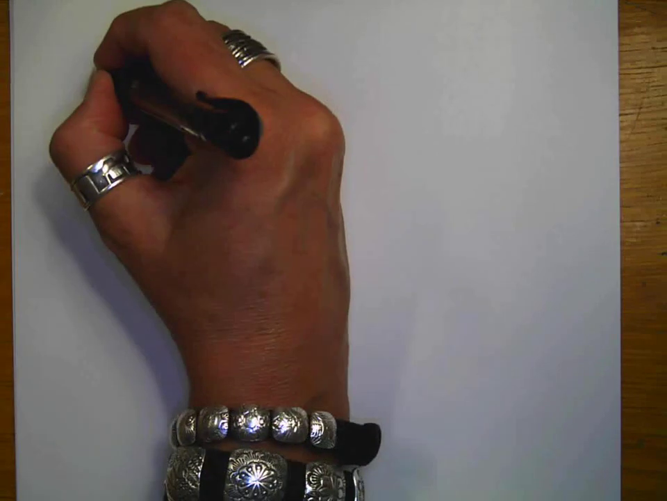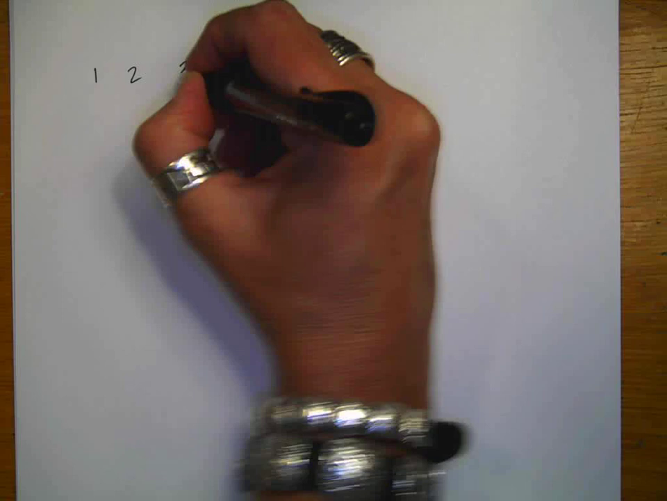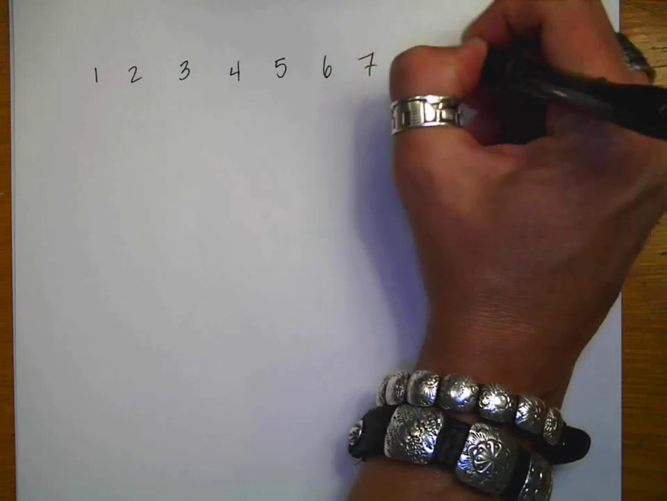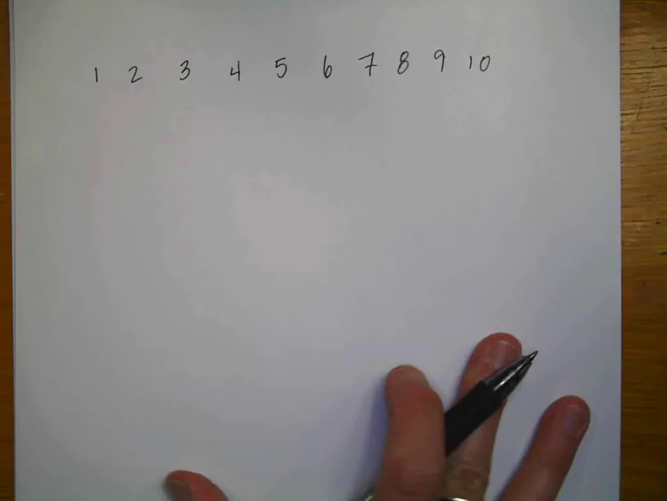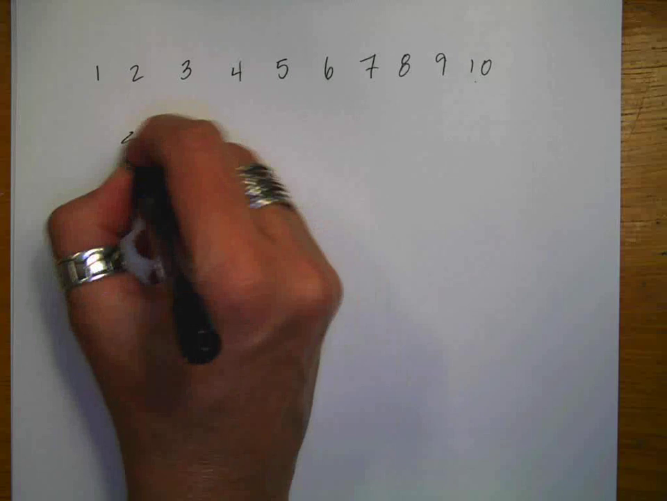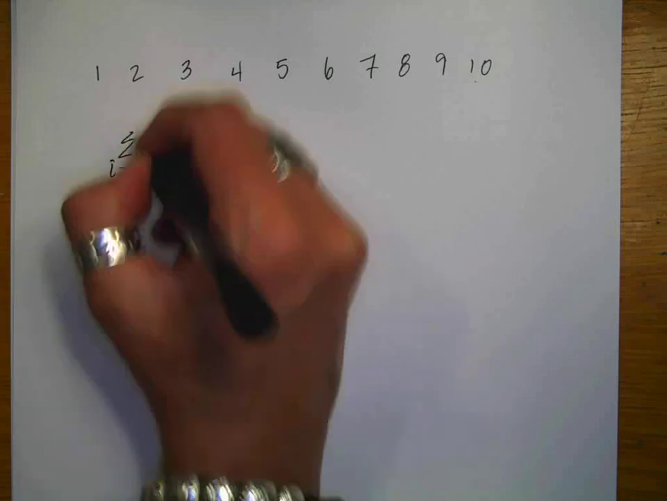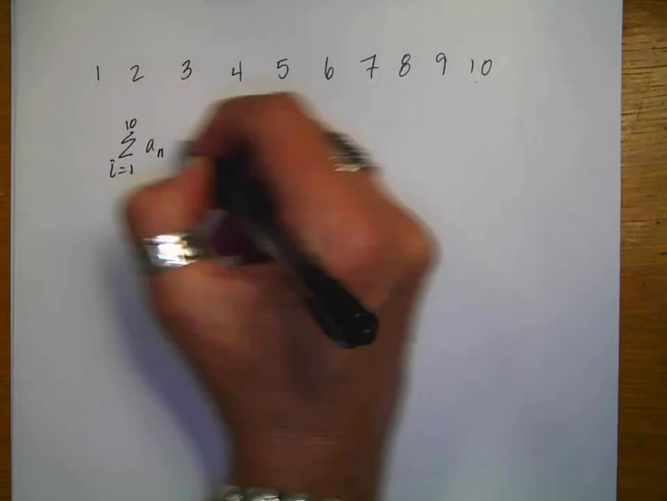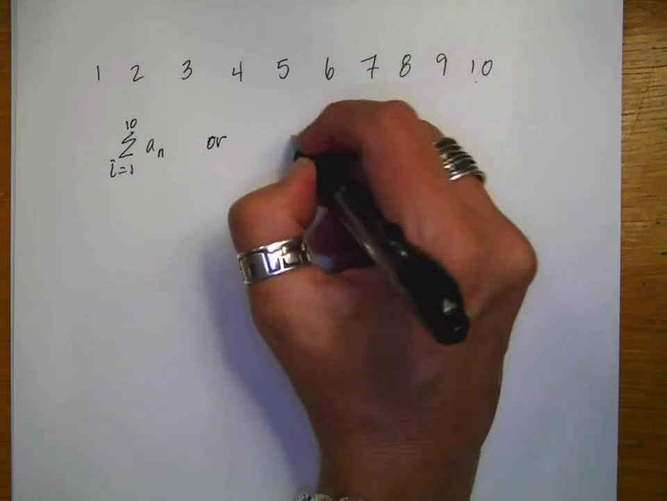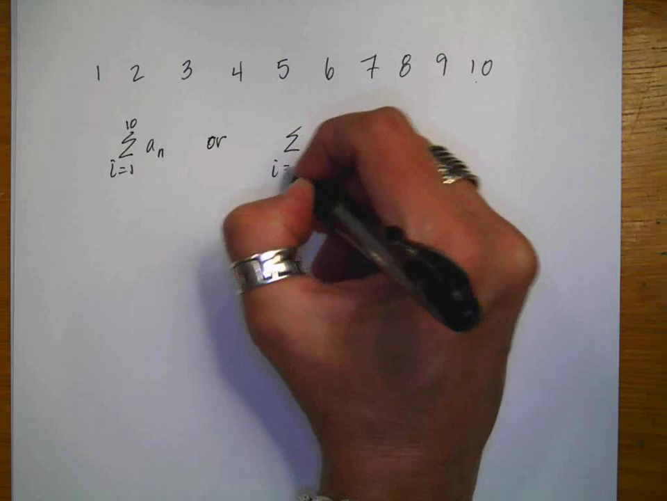Okay, so let's say I have the sequence, and I have 1, 2, 3, 4, 5, 6. So just a really boring little sequence. I could sum all 10 terms, and so I might write the sum is equal to i is 1 to 10 of a sub n, or I could sum a piece of it.